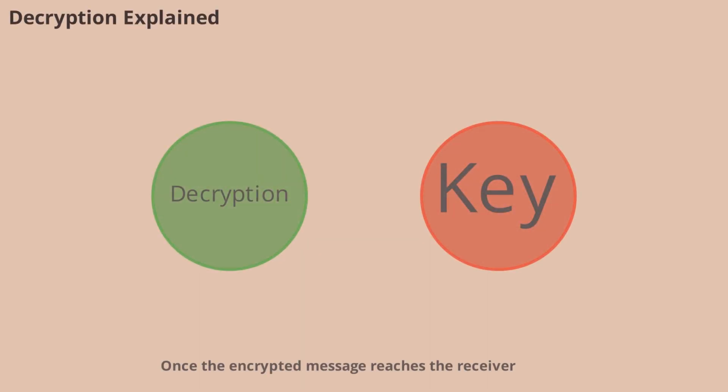Once the encrypted message reaches the receiver, it must be converted back to its original form. This process is called decryption. Using the same key, the receiver reverses the operation, subtracting 3 from each number in our example to get back the original message, hello. Decryption is the mirror image of encryption, restoring the hidden information so it can be understood.